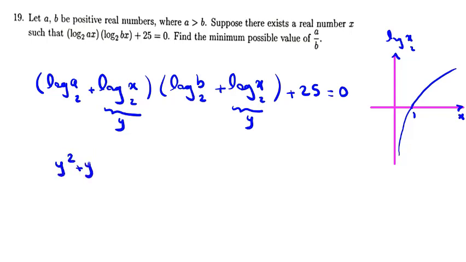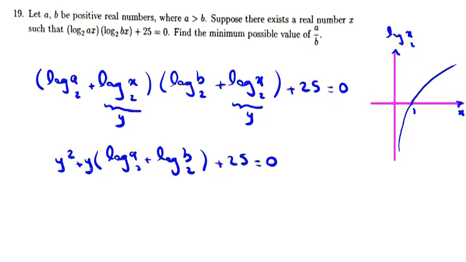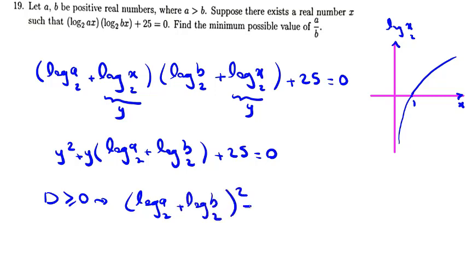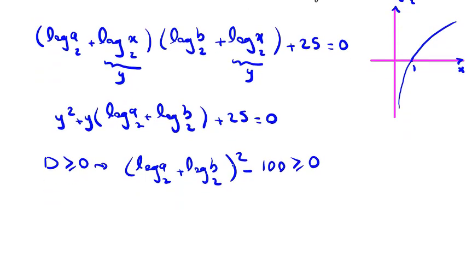Y squared plus y times log a in base 2 plus log b in base 2 plus 25 equals 0. When the problem says there exists a real number x, it means there exists a real number y. So it is a quadratic function in terms of y. It means the discriminant is at least 0. So it will be what? Log a in base 2 plus log b in base 2 squared minus 4ac, minus 100, is greater than or equal to 0. So you say, okay.